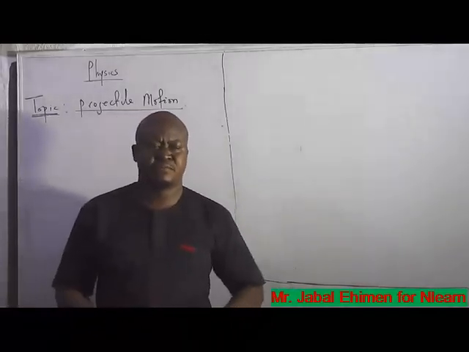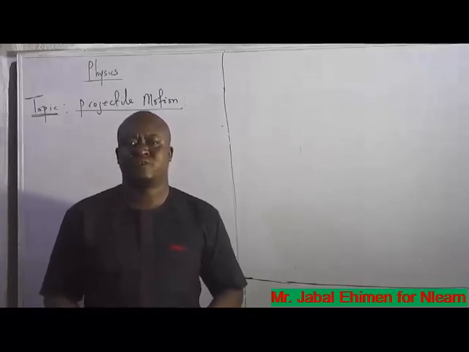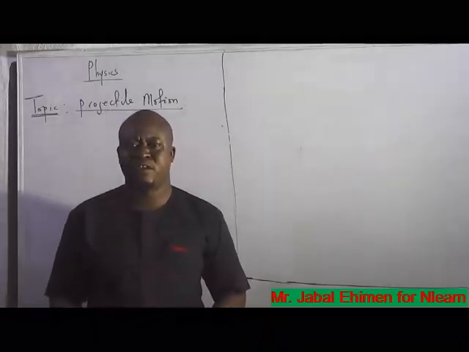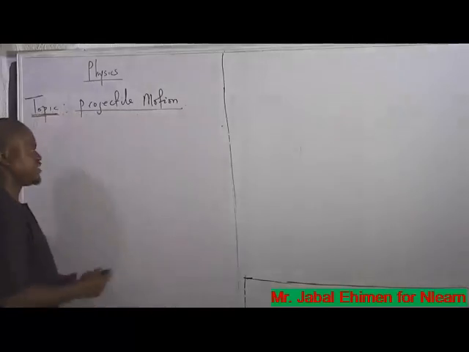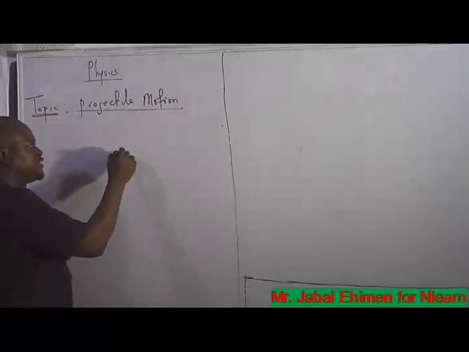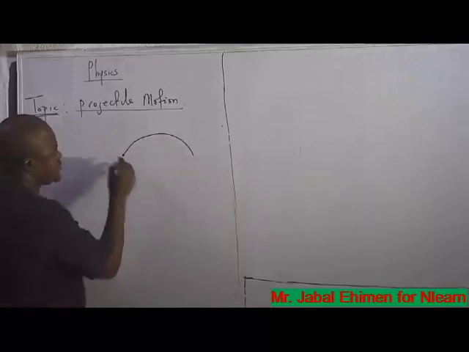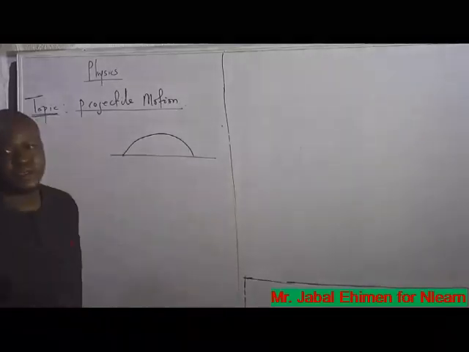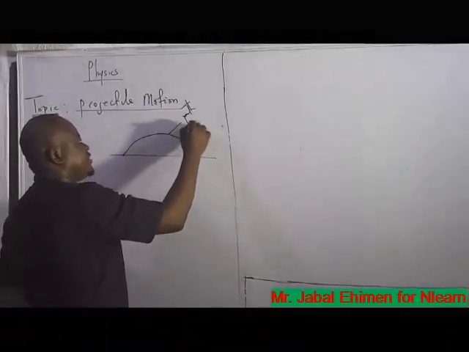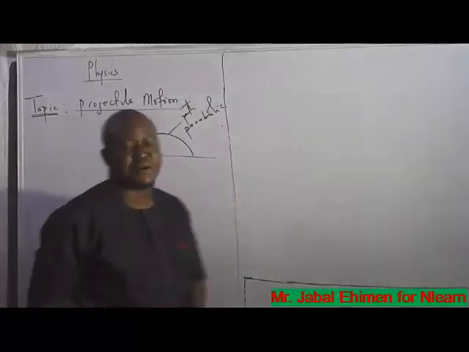Projectile is just a name given to any motion of a body that tends to pass through a parabolic path. A parabolic path means if I decide to hit a ball, from where it was kicked it moved like this, and this is the ground level. This part where it passes through is parabolic. So you say it's a parabolic path.